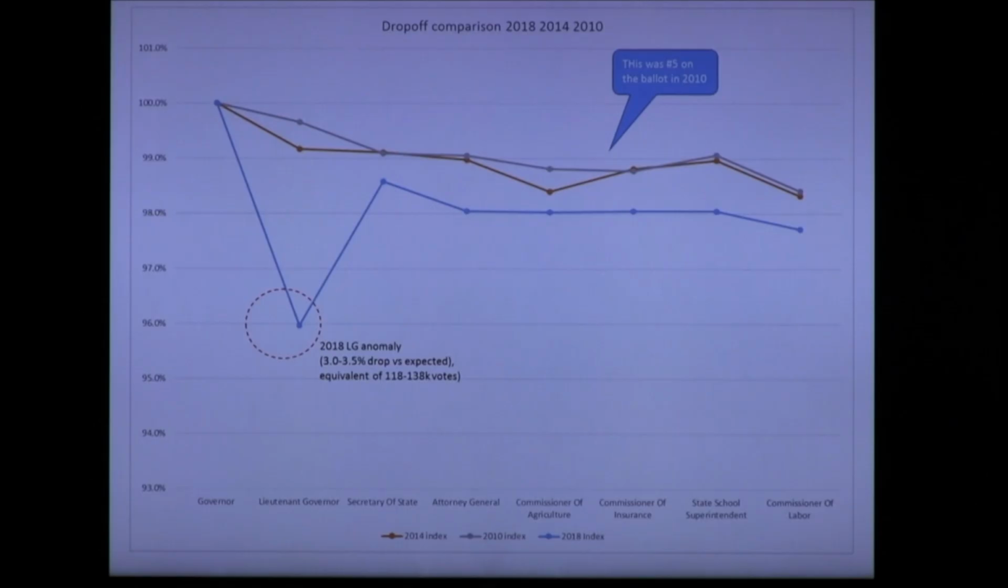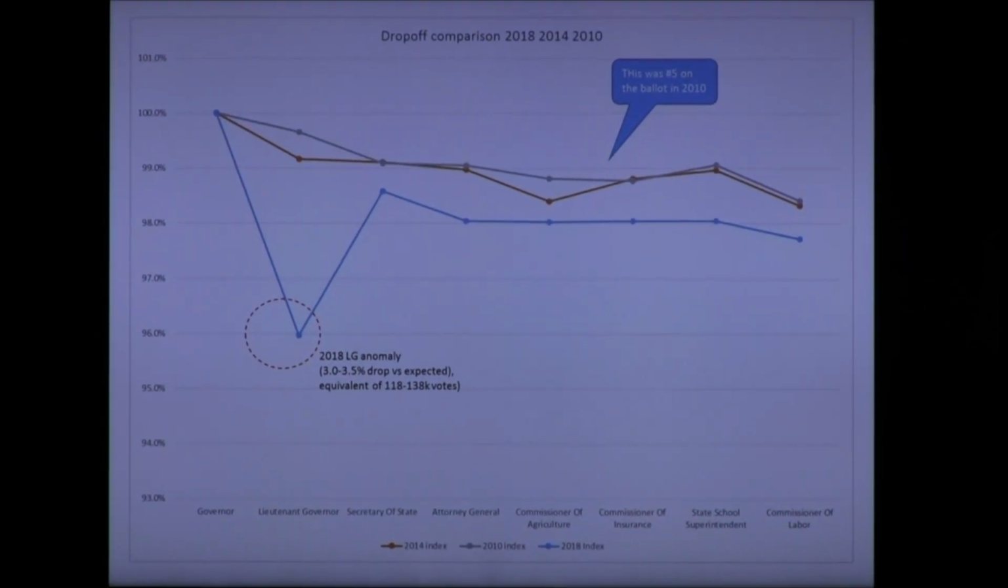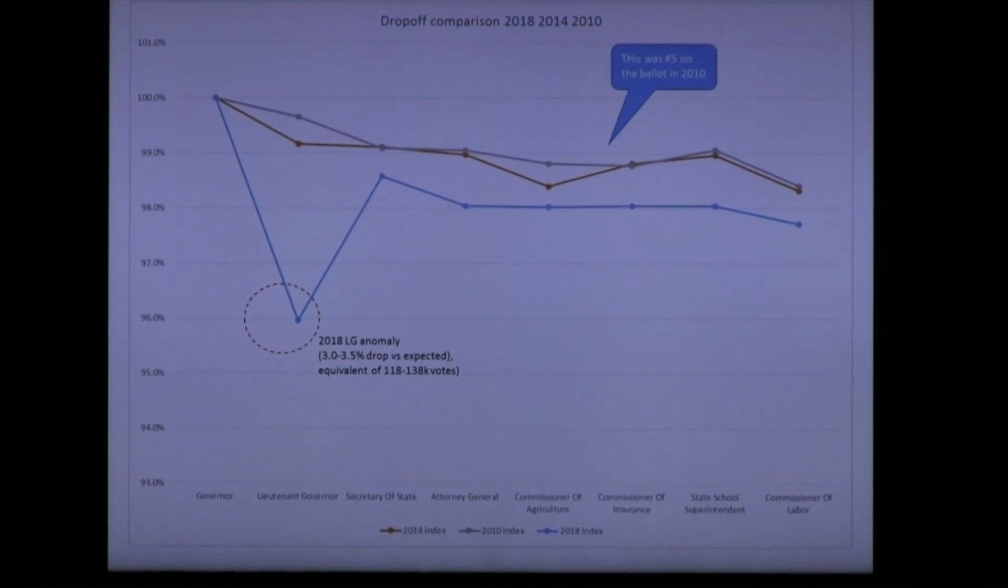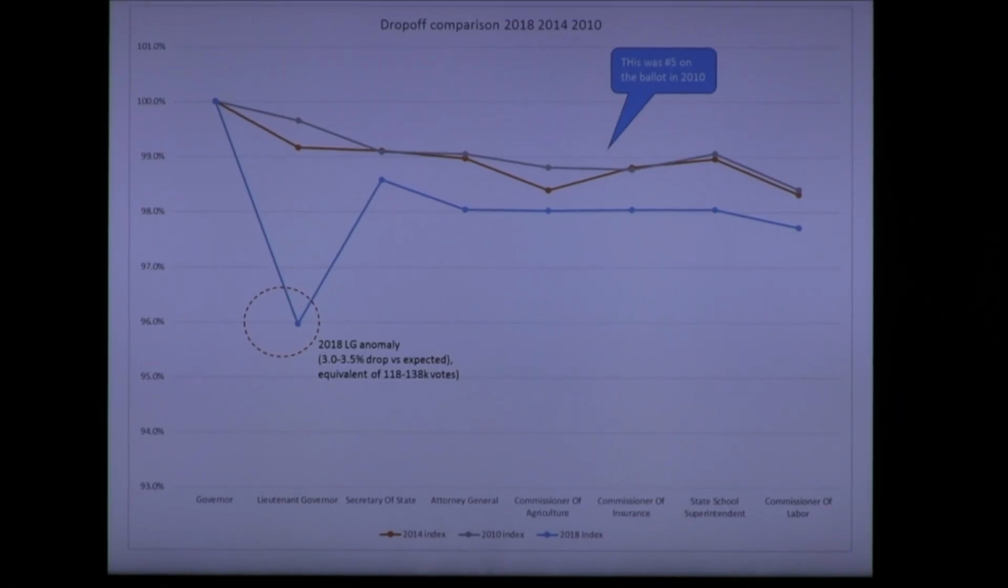What we found on election night was that the lieutenant governor's race, meaning both the Republican and Democratic candidate, the total number of votes cast, was running meaningfully behind the rest of the statewide races. The red line that you see there is the 2014 midterm. It is the drop-off between the governor's race, so how many people cast a ballot for governor and how many people cast a ballot for lieutenant governor, right?